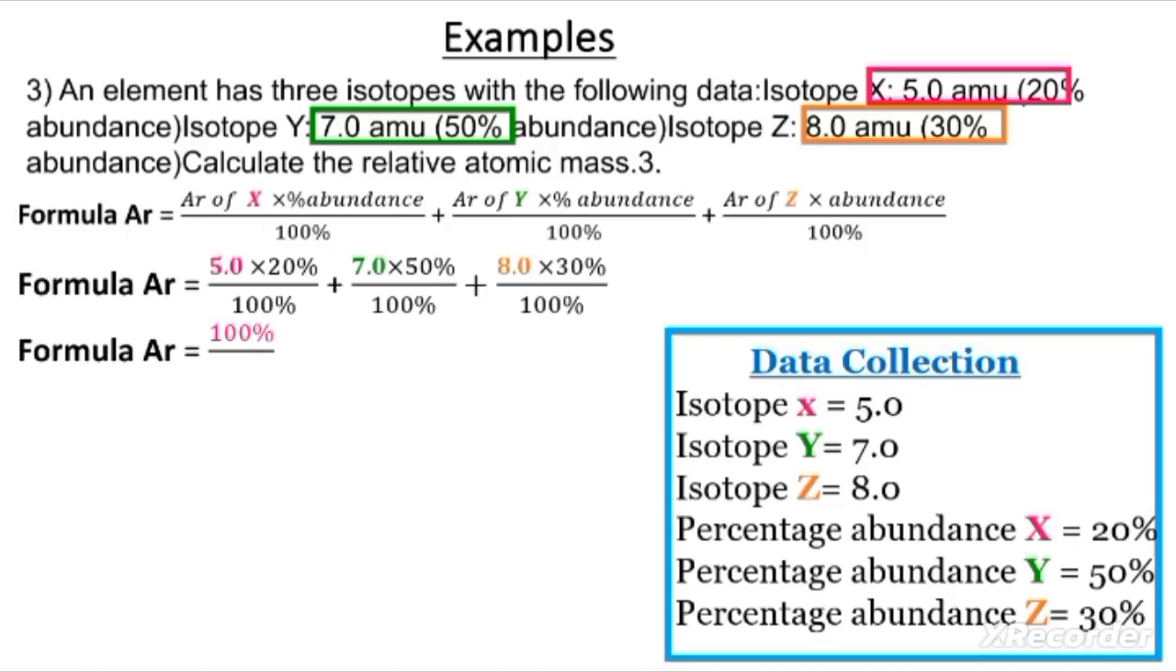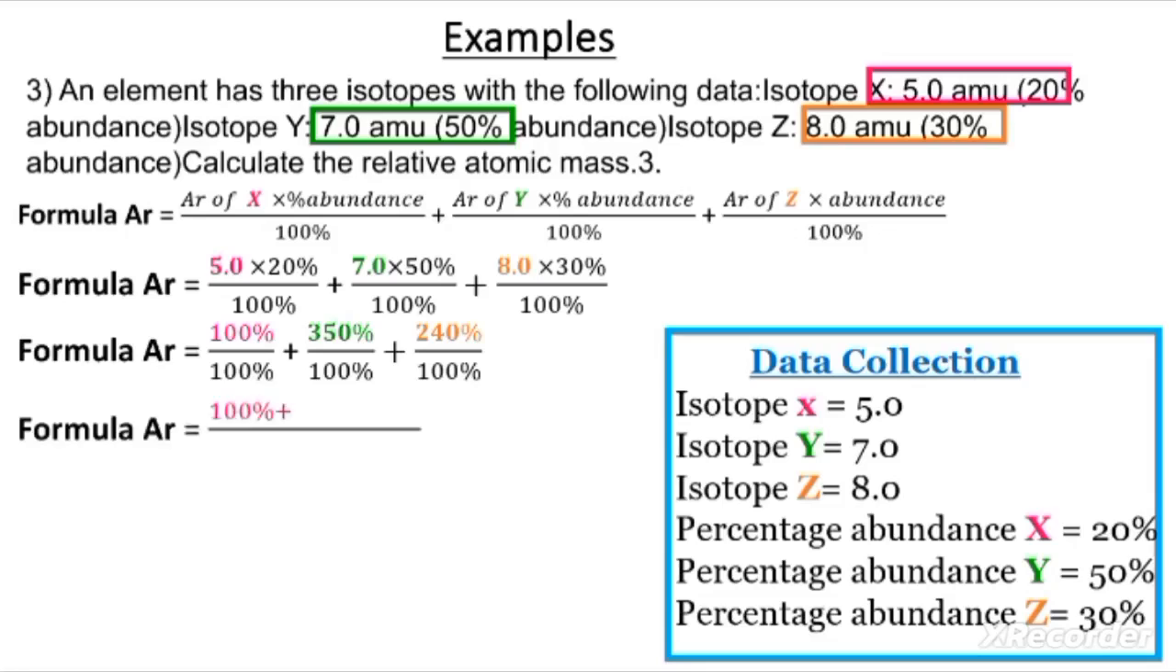So we are going to say 5 times 20 is equal to 100, divide by 100%. 7 times 50 is equal to 350, divide by 100. 8 times 30 is equal to 240, divide by 100. Okay, so having the lowest common denominator, which is 100, we have 100 plus 350 plus 240. So if we add these numbers, we are going to get 690 divided by 100.